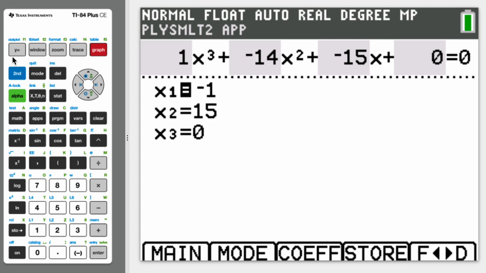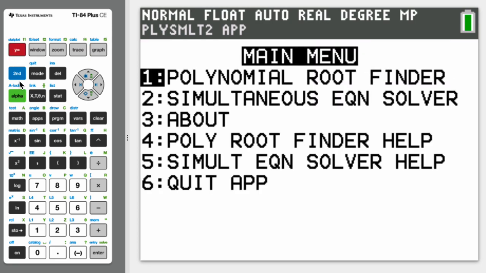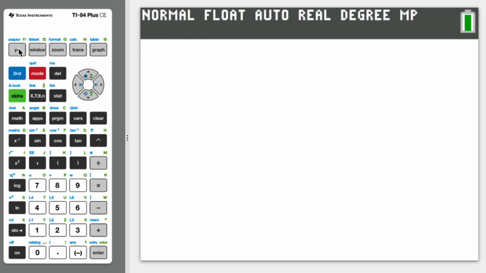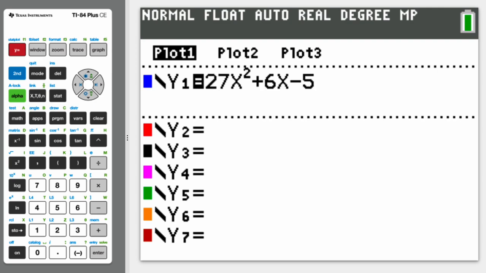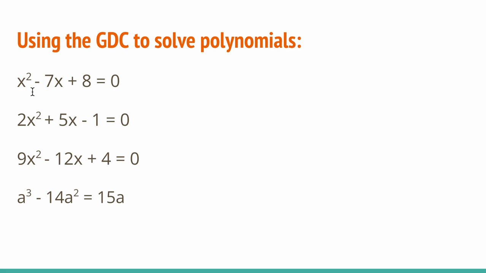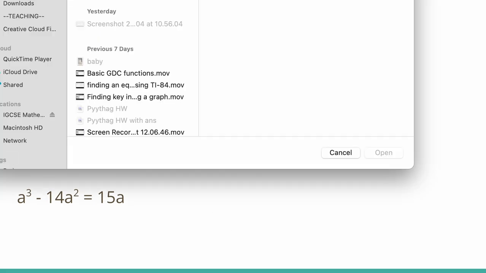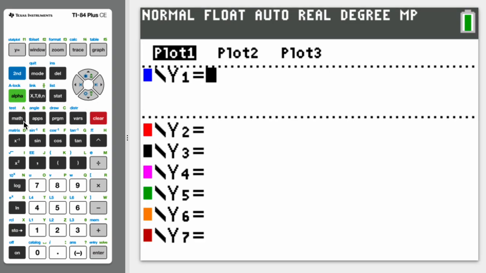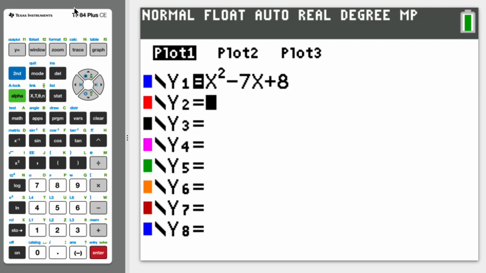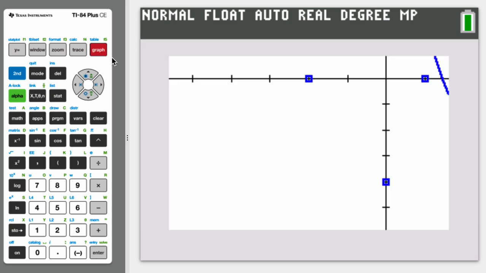Now the other way you can solve these equations is we could plot it. So if I come out of this and go into y equals, I'm just going to clear what's there. I could plot the equation. So taking that first one, I have x squared minus 7x plus 8. So x squared minus 7x plus 8. And I'm going to graph and see what this looks like.